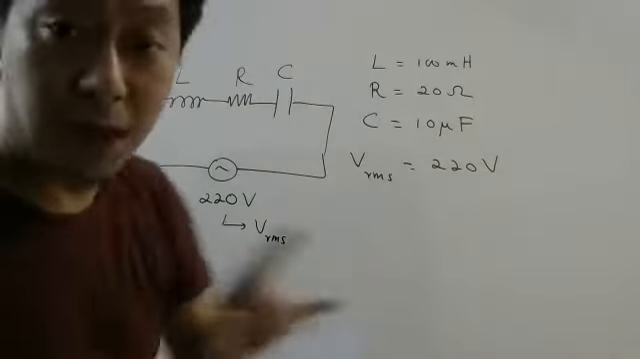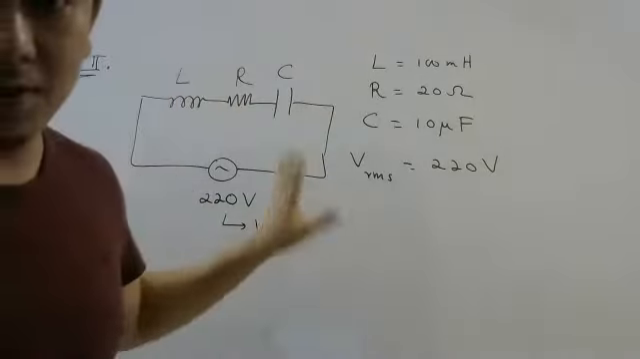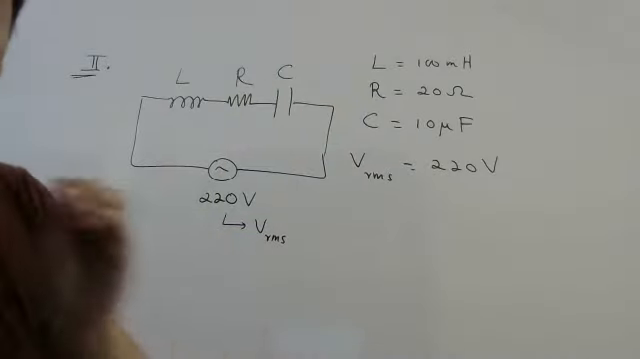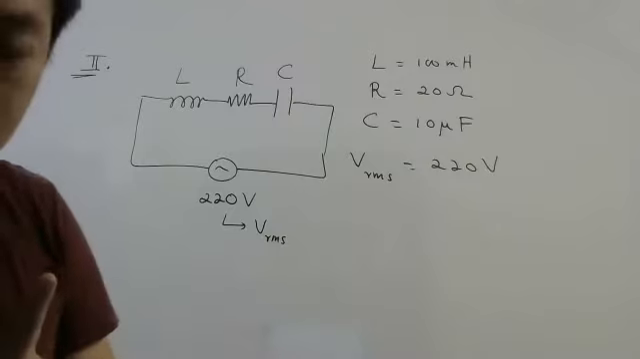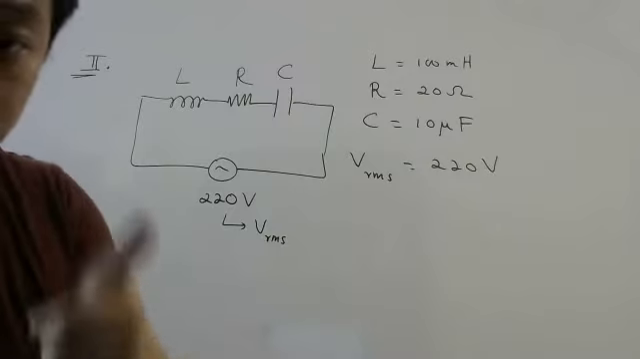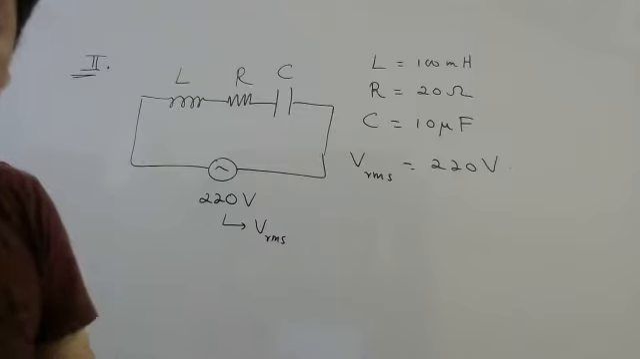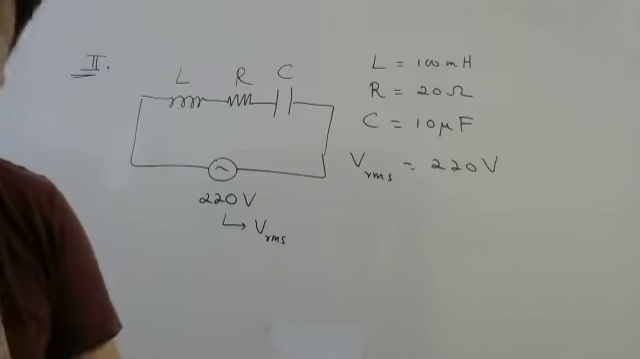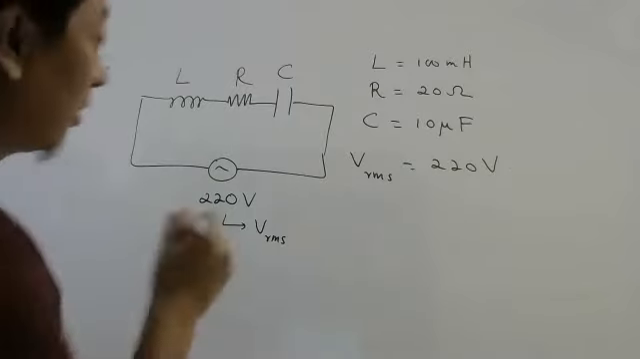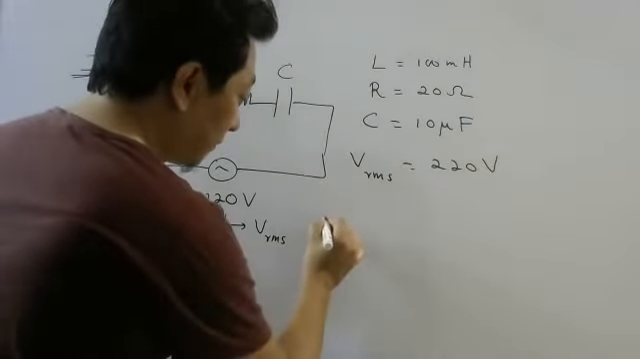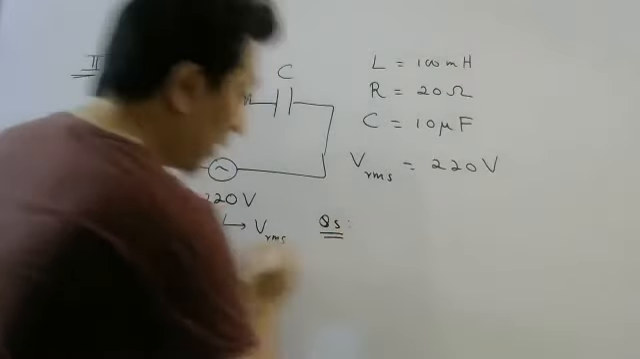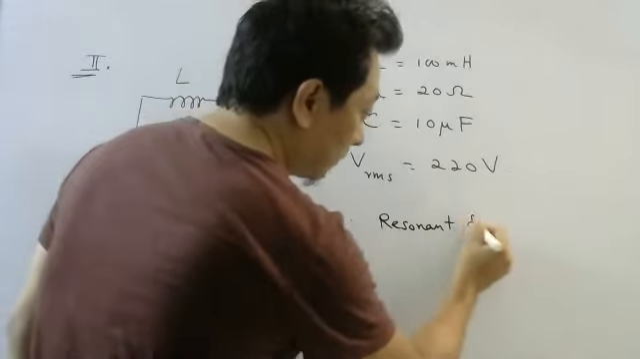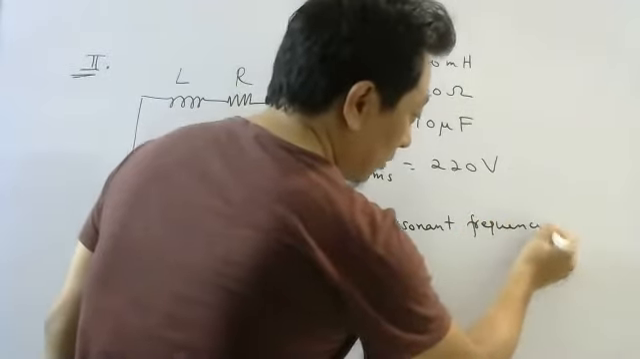Now look carefully, students. In this problem, they have not given frequency. Check once. Are you clear or not? So if frequency is not given, you cannot find XL, XC, and all those things you cannot find. Are you clear or not? So what they will ask you? Here they will ask you, the question will be to find resonant frequency.